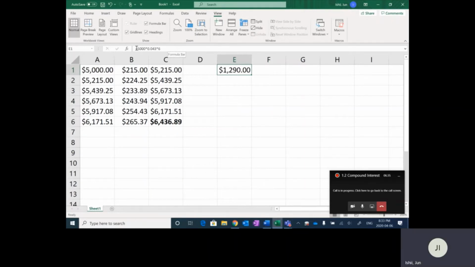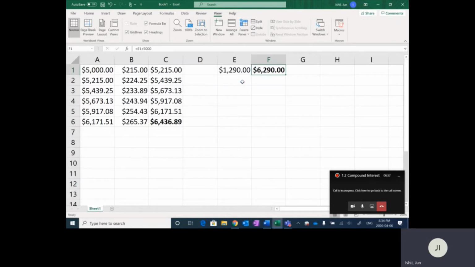So again, up here in this little bar, I took 5,000 multiplied by 0.043 and times 6 because it's 6 years. So this is using the simple interest formula. That total, if I take that and add 5,000, would be the value of the investment if we were to just use simple interest.